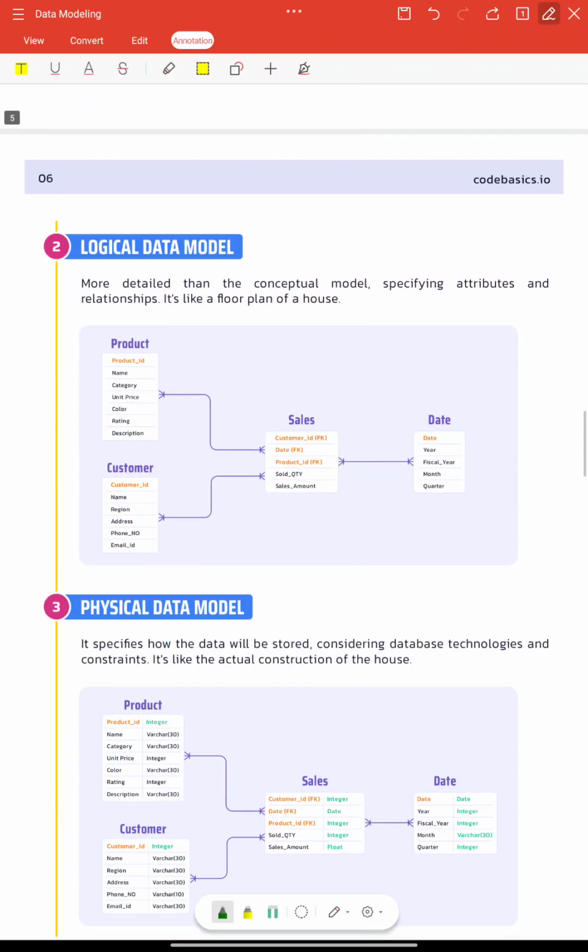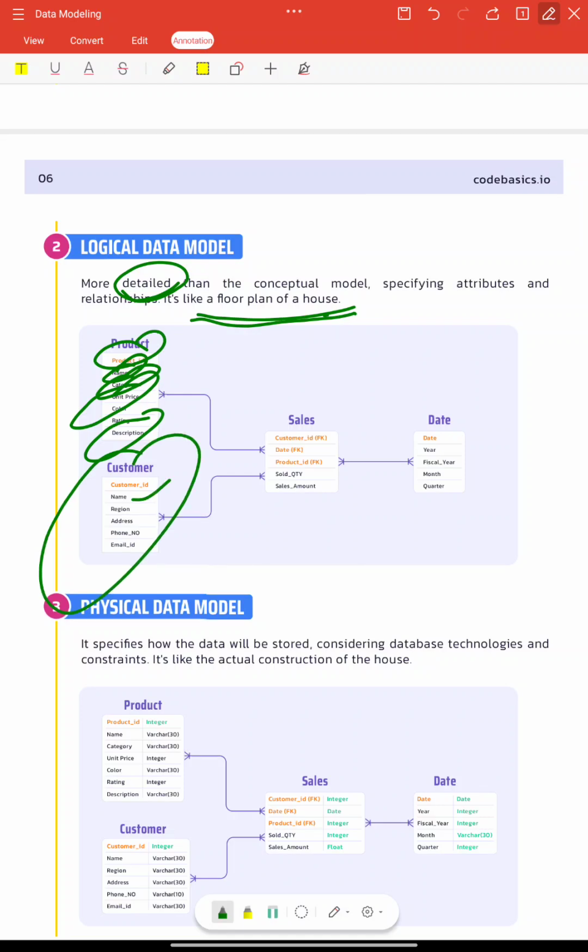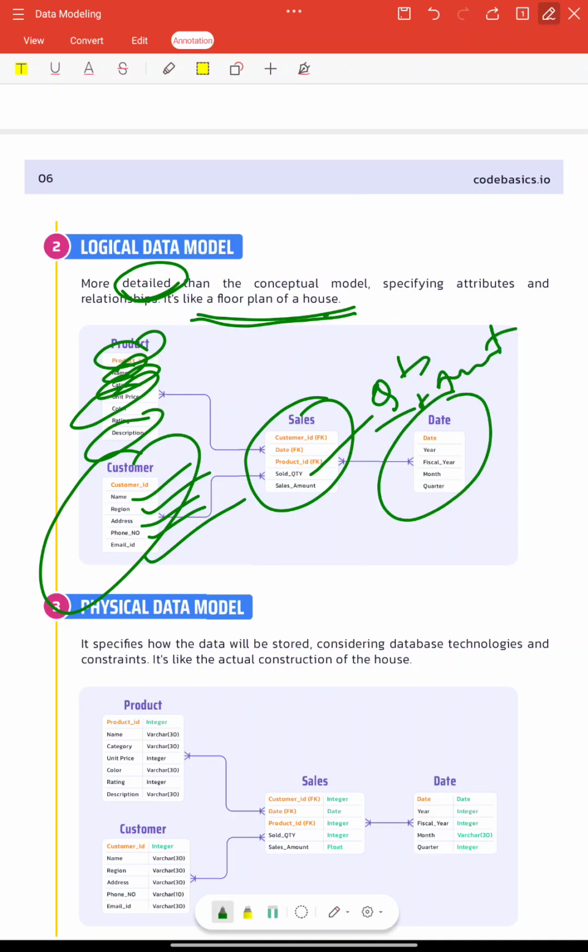Logical data model is basically the conceptual data, but at a more detailed level. It's like a floor plan of a house. Product means product ID, name, category, unit price, description, etc. Customer means name, region, address, phone number, email ID. Sales means quantity sold and amount. Date means year, month, quarter, everything.